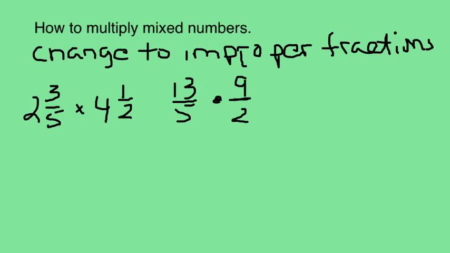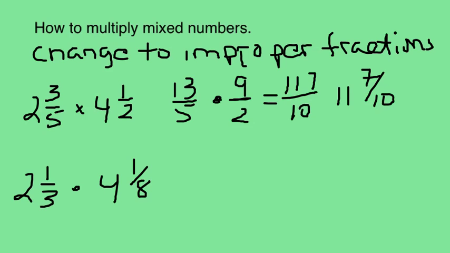Then I'm going to look for cross cancel. Unfortunately, in this one, I don't have a cross cancel. So I'm actually going to have to multiply that out. So 13 times 9 is going to be 117 over 10. And then you'll need to reduce that. How many times does 10 go into 117? Well, it goes in 11 times with 7 left over.